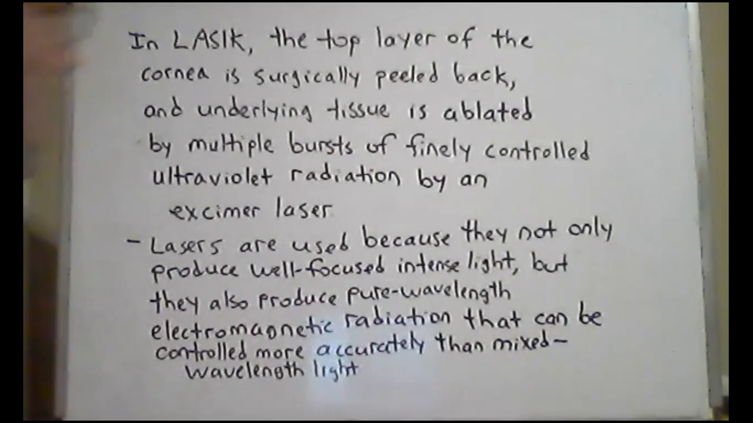Okay, so LASIK, the top layer. This is LASIK now. The top layer of the cornea is surgically peeled back. Underlying tissue is then ablated by multiple bursts of finely controlled ultraviolet radiation by what's called an excimer laser. Lasers are used because they not only produce well-focused intense light, they can get as intense as you want, but they also produce pure wavelength electromagnetic radiation that is more accurately controlled than, say, mixed wavelength radiation. Okay, that's why you want to use lasers.